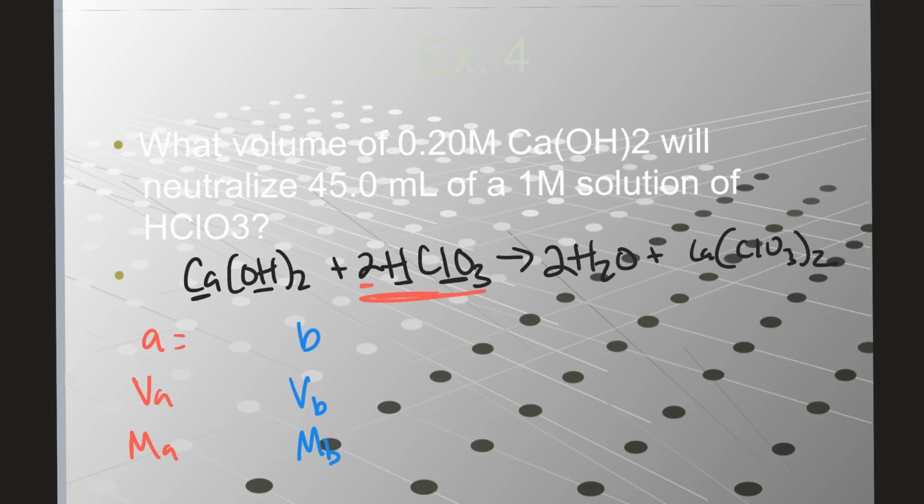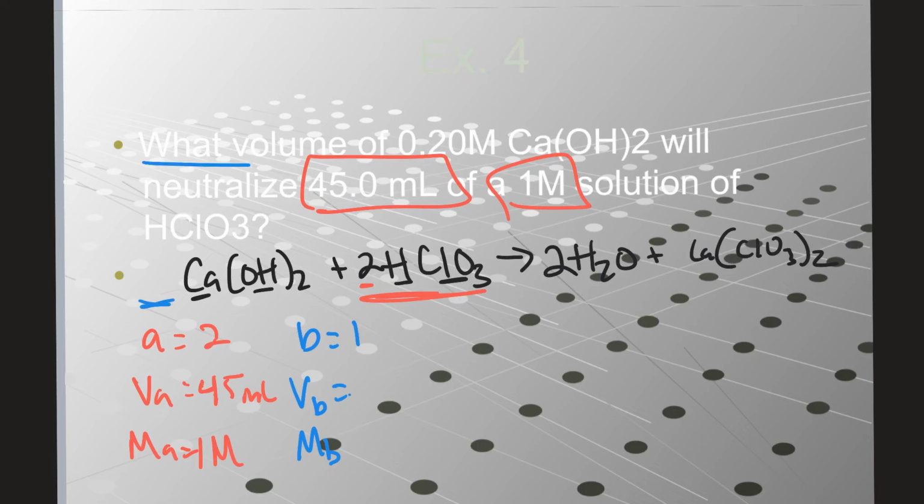For my A, this is my acid, so it's 2. What's the volume for A? Well, let's just read the question. It says, what is the volume of Ca(OH)2 that will neutralize 45 mL of a 1 molar solution of HClO3? So this is my volume, 45 mL, and my concentration is 1. Now for my base, the coefficient is 1. The volume, it says what is the volume, so that's what I'm looking for, and the concentration is 0.2.